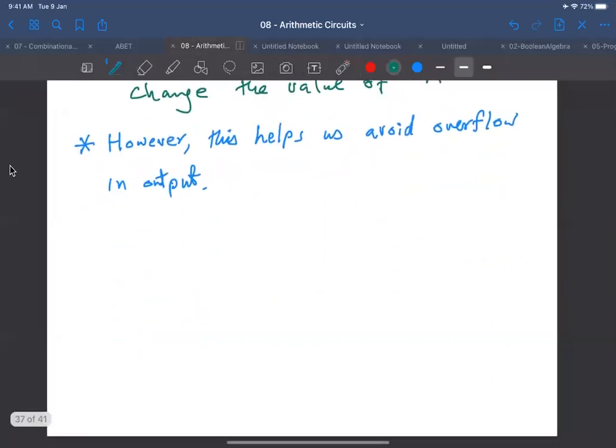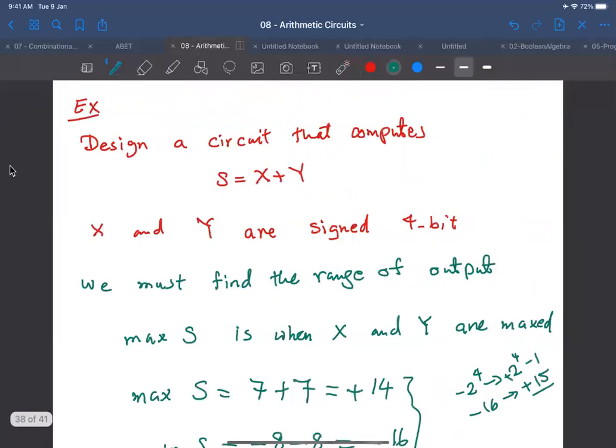All right, let's take an example. Here we would like to design a circuit that outputs x plus y, where x and y are signed 4-bit, and we would like to avoid overflow as well. So for this, we need to find the range of S and then decide on the number of bits of S. That will give us a clue on what is the extension required for X and Y. So the max S is what?